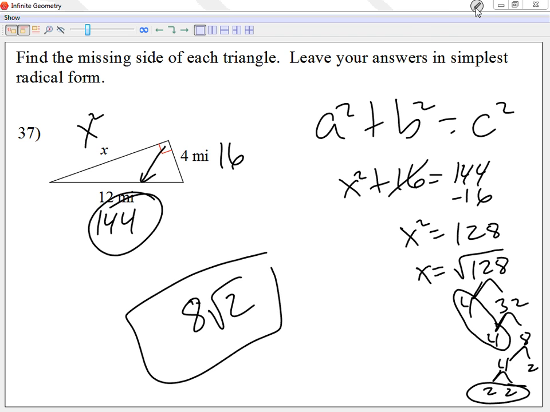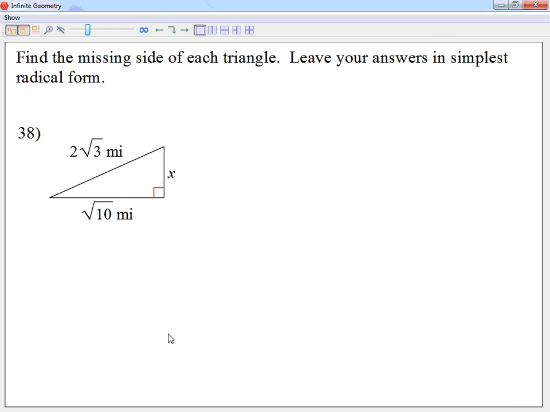Number 38. Alright, looking at number 38, let me square everything. x squared is just x squared. Radical 10, when I square a radical, those are pretty easy, because I'm just going to get 10, the number inside.